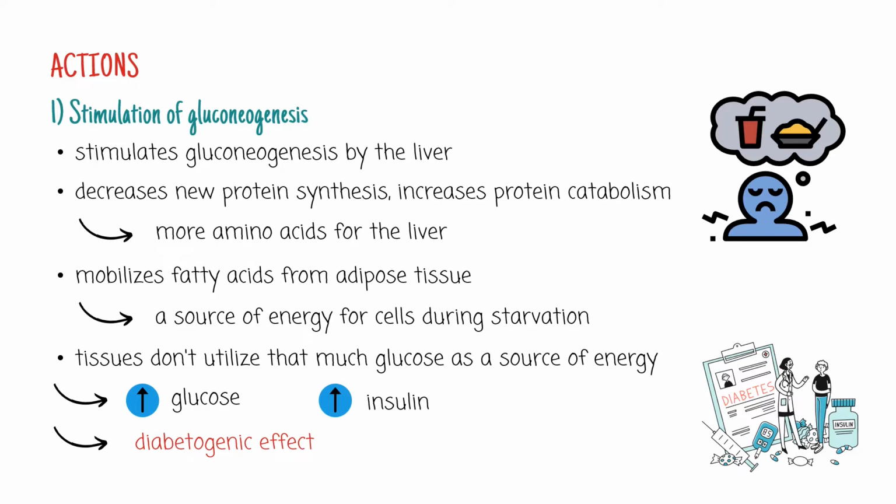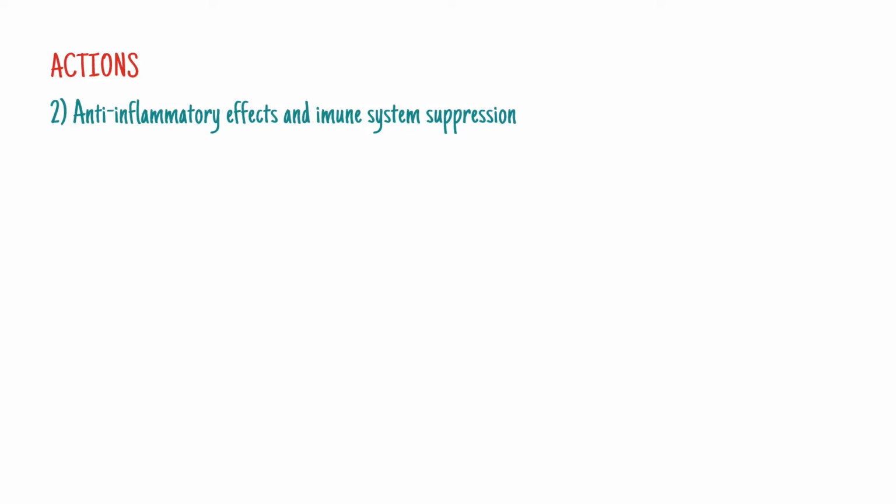So everything we just said about the gluconeogenesis is very important because it means that the body is able to mobilize glucose between meals or even during fasting, and that's essential for survival. Okay, so moving on. Cortisol has an anti-inflammatory effect and it can suppress the immune system.